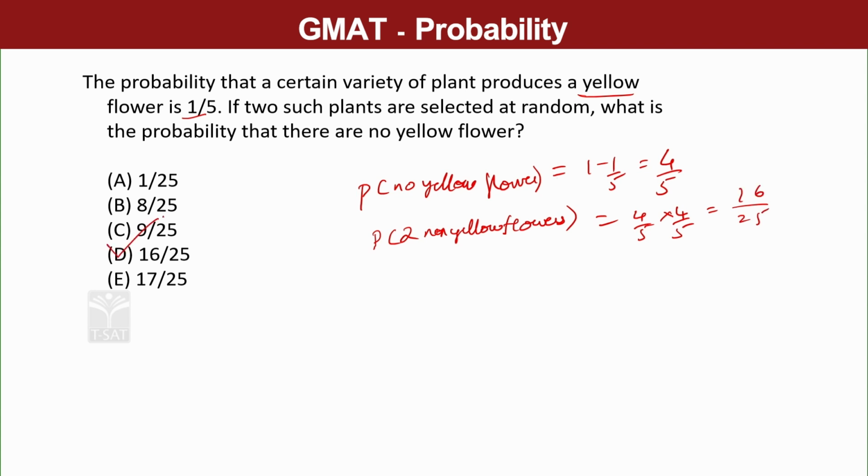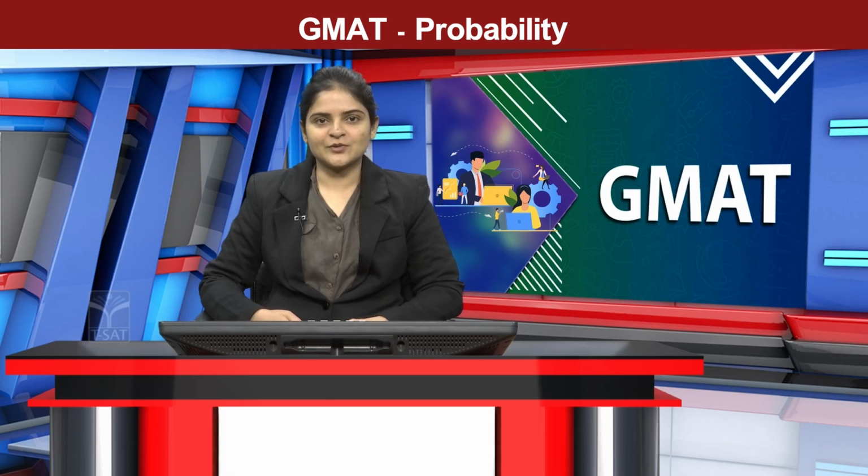Here we are taking 2 such plants at random and they are both not yellow. So the first plant is not yellow and the second plant is also not yellow. So 4 by 5 into 4 by 5 is 16 by 25. Let's move forward to the next question.